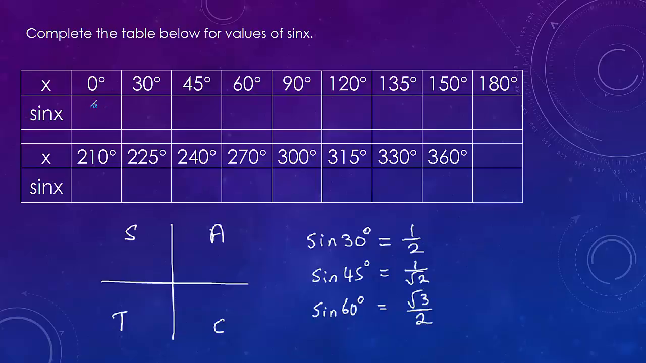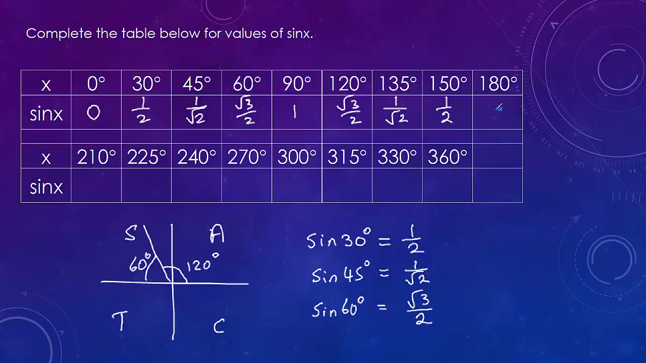Sine of 0 we should know is 0. So then we have a half. We have the 1 over root 2. Root 3 over 2. And the sine of 90 is 1. Now when we go to sine of 120, the associated acute angle is 60. So it has the same value as the sine of 60. So that gives us root 3 over 2. And by the same argument, this one is 1 over root 2. This one is a half. And the sine of 180 is 0.